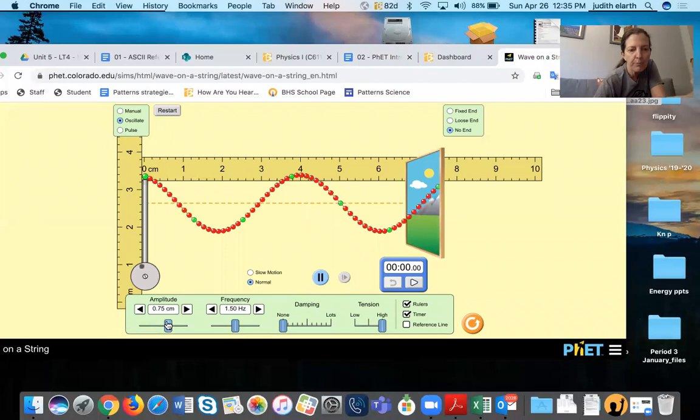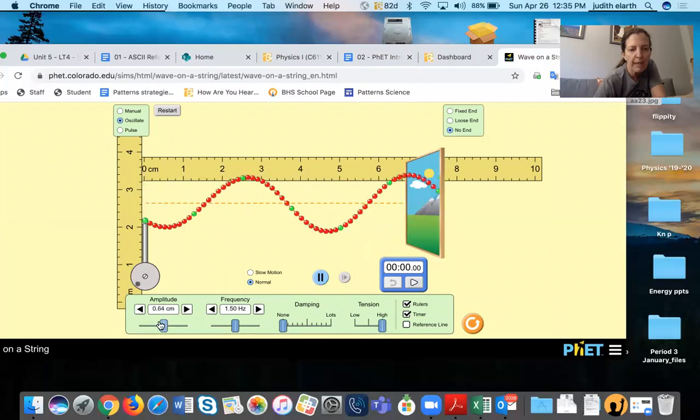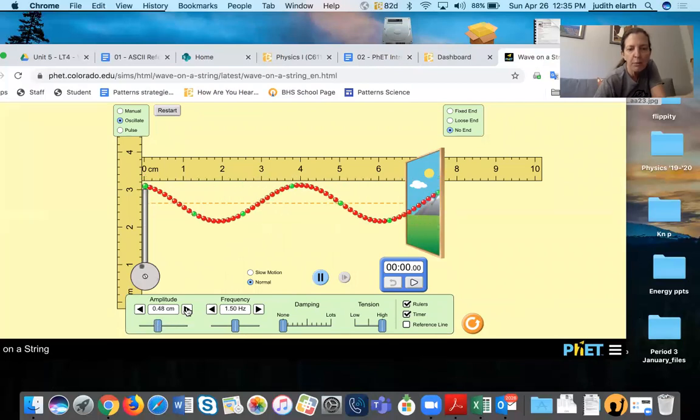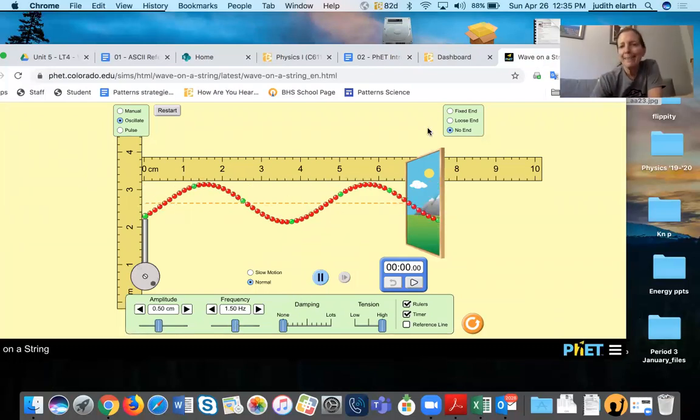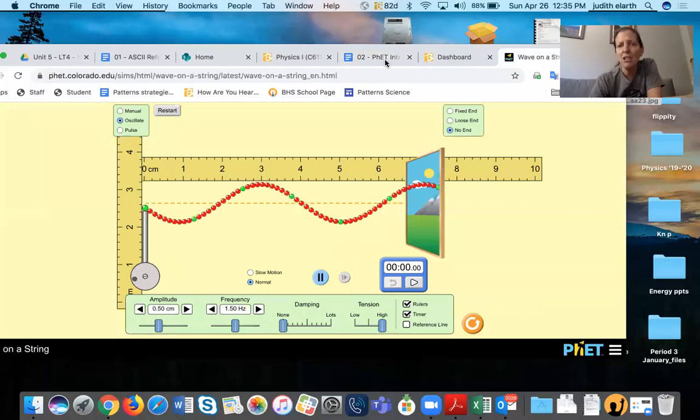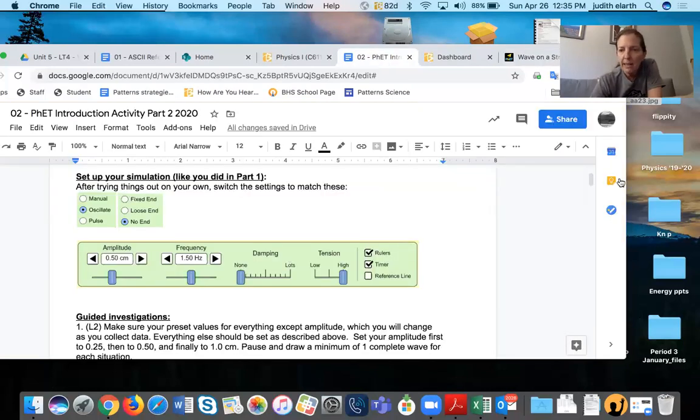Amplitude 0.5, and if you get close, remember you can do that. Frequency 1.5. Okay, we got our wave set. Now, almost immediately, we're going to change it. So it says, okay, you've got all that. Awesome.